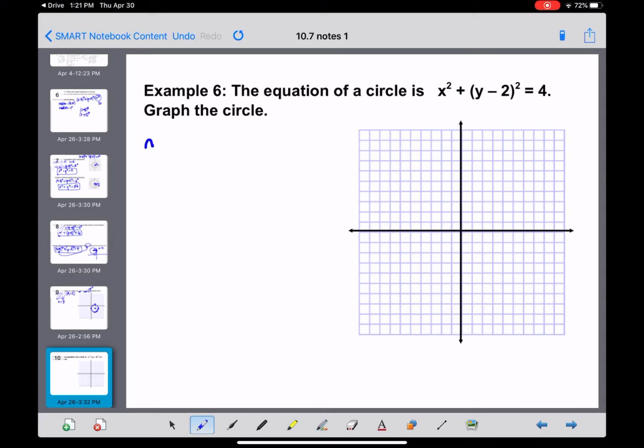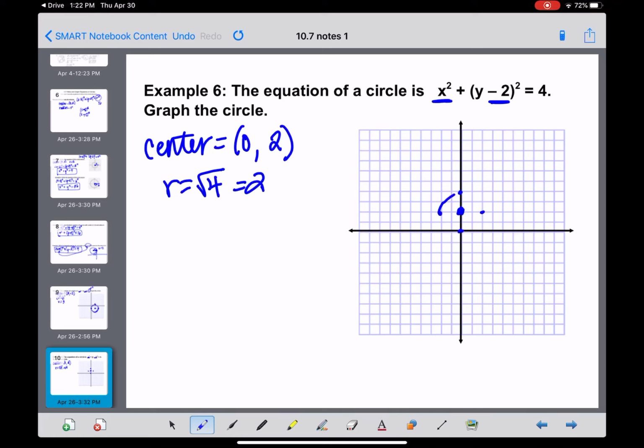Okay, so my center, since this doesn't have anything, is 0, and then y minus -2 is going to be a +2. And then my radius, remember that it's going to be the square root of 4, so 2 is my radius. So I'm going to go to (0, 2), and then I'm going to find my radius on all of those and graph my circle.